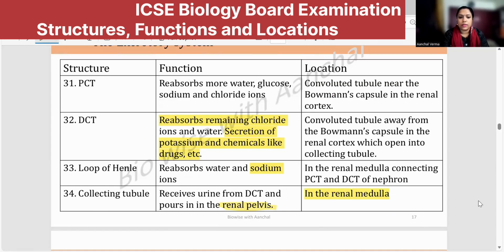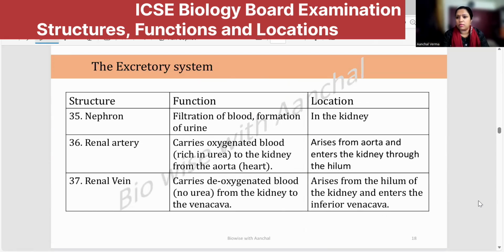Moving to the next. Nephron: the structural and functional unit of the kidney. So, what is the function of the nephron? Filtration of blood and formation of urine. Where is it located? In the kidney.